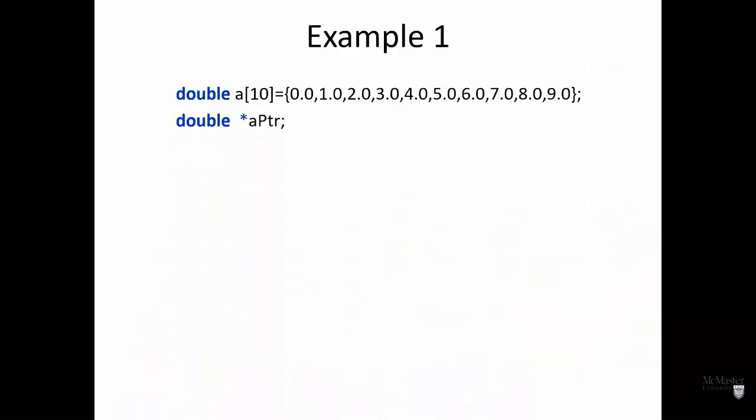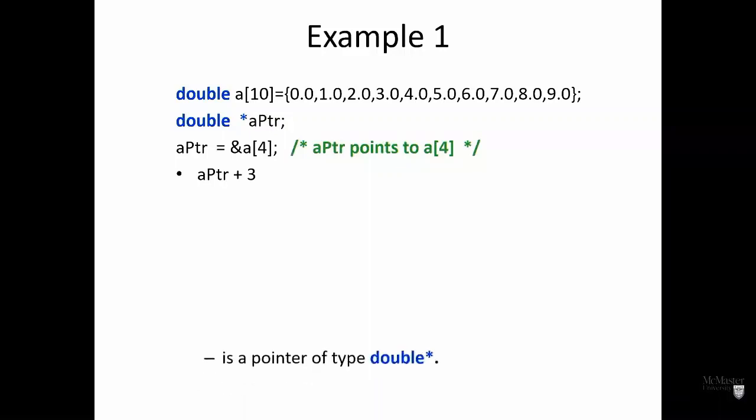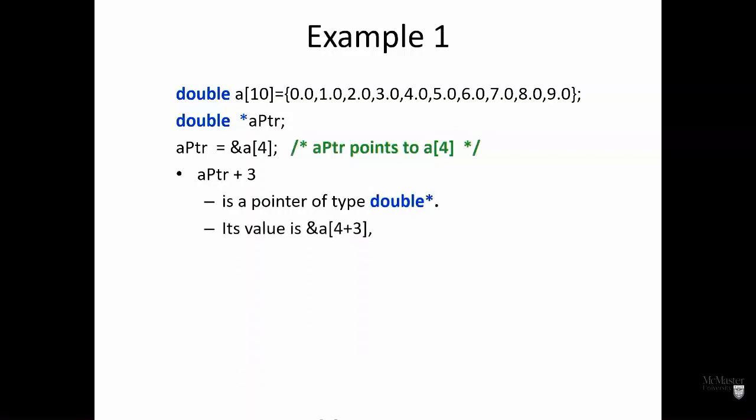So this is a double array. I define a double pointer. To assign some value to the pointer, I can do this, right? What the pointer would be doing is pointing to A4, right? Because I take the address here. You can say pointer plus 3. Which element is this going to point to? Can you see? A7, right? Did you get that?